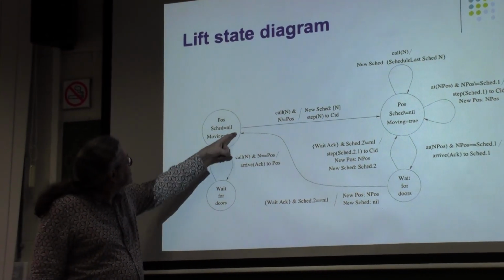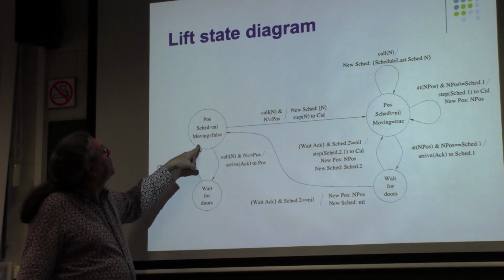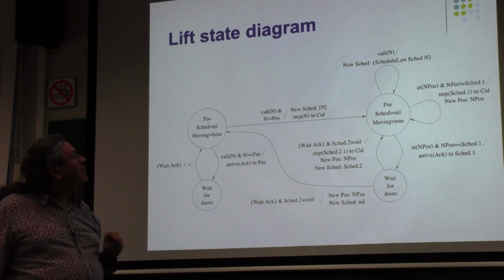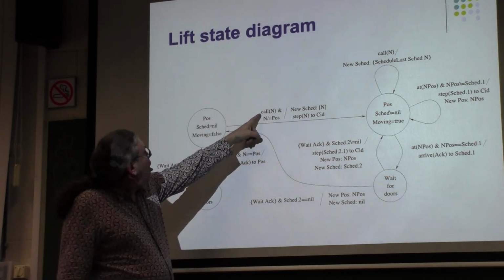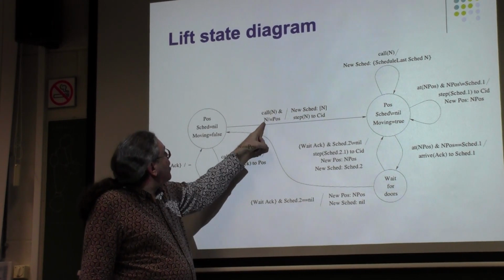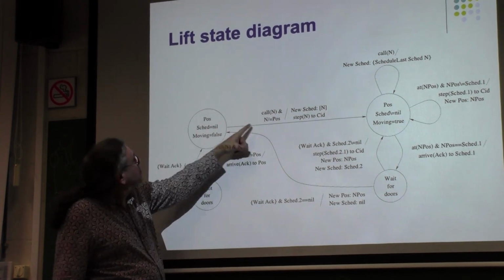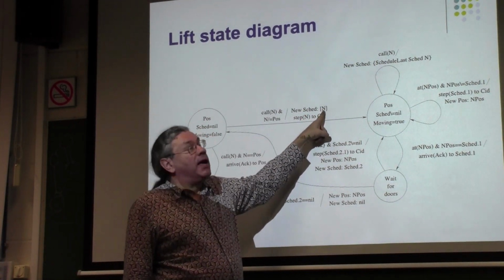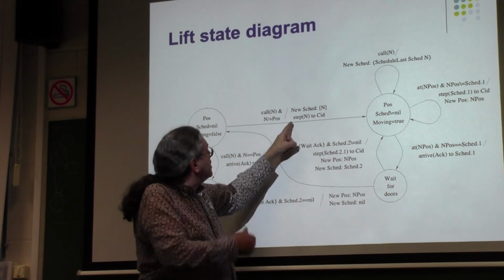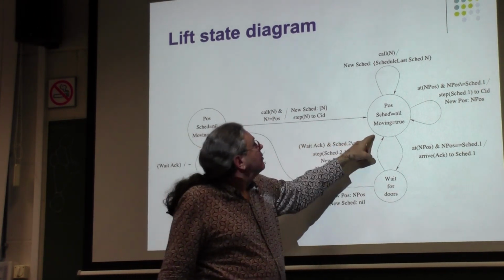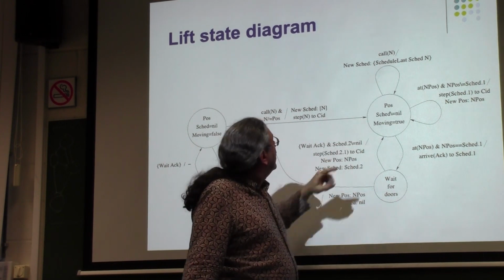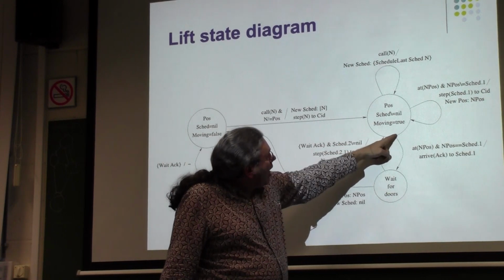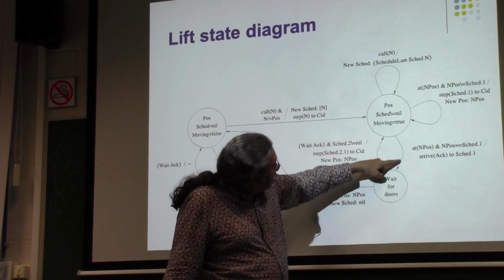Okay, so here is the base case. The lift is sitting on the floor. It has to go nowhere, and it's not moving. And I call it to go to floor N. If N is different from where I am, so this is important, then I have a new schedule, which is a list containing N. And I send step N to the controller, and I move here to this state. Okay? Moving is true. And if I arrive at N, I go down here.